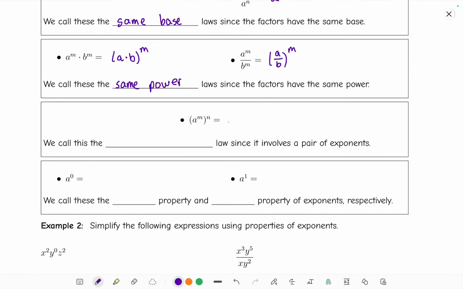a to the m to the n, well, we already said this is a to the m times n, and we call this the power to a power law, since it involves a pair of exponents. And then finally, a to the 0 equals 1 if a does not equal 0. If a equals 0, then it's undefined. And a to the 1 equals a. We call these the null property and identity property of exponents, respectively.